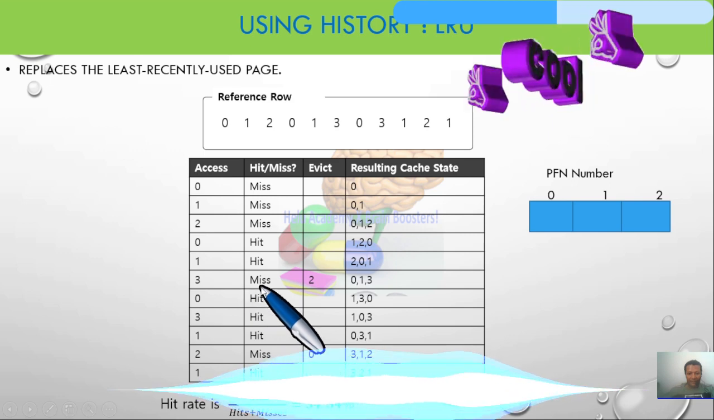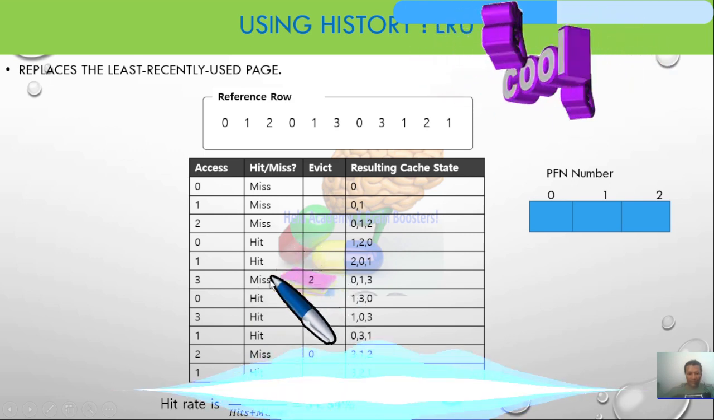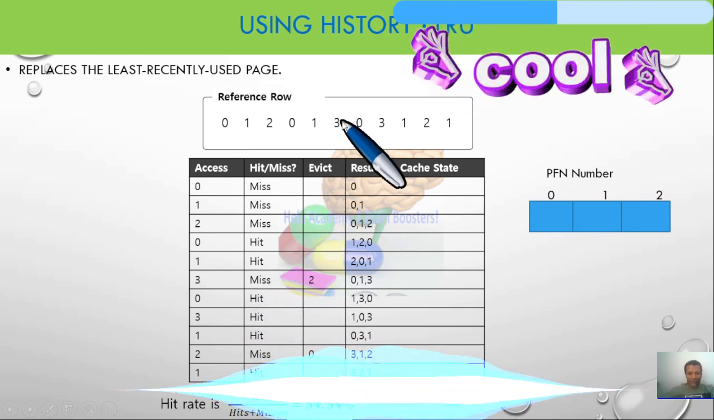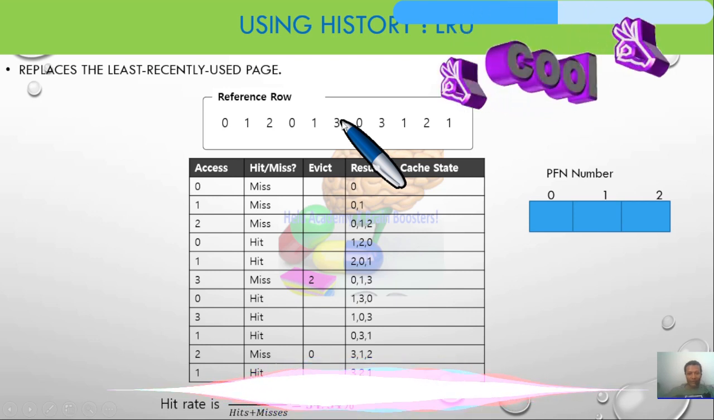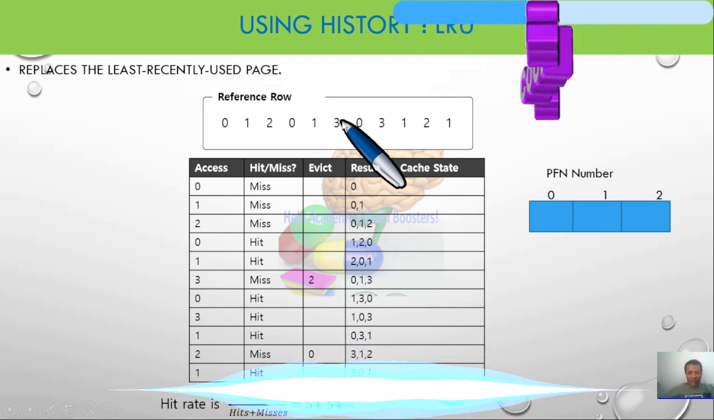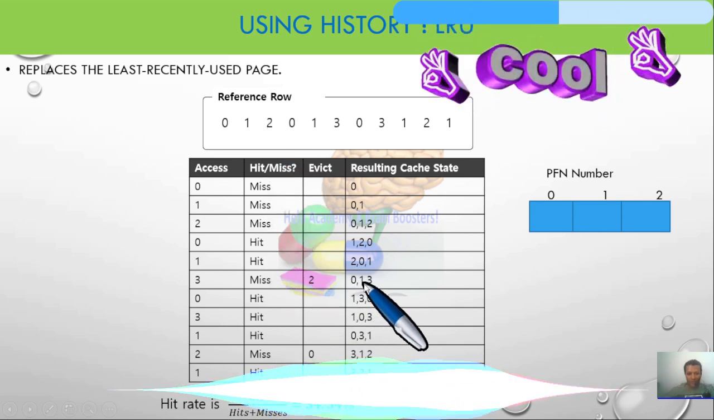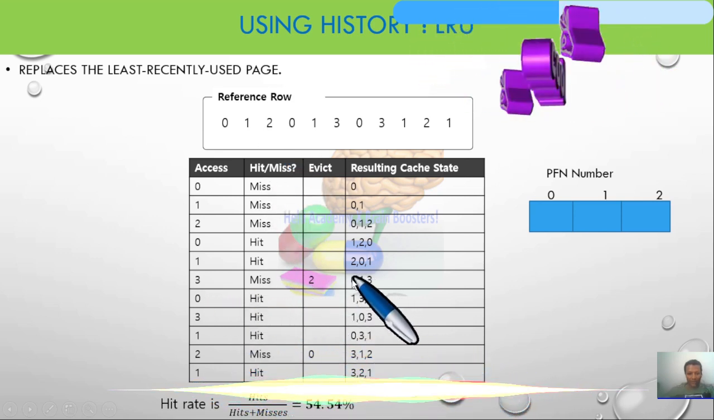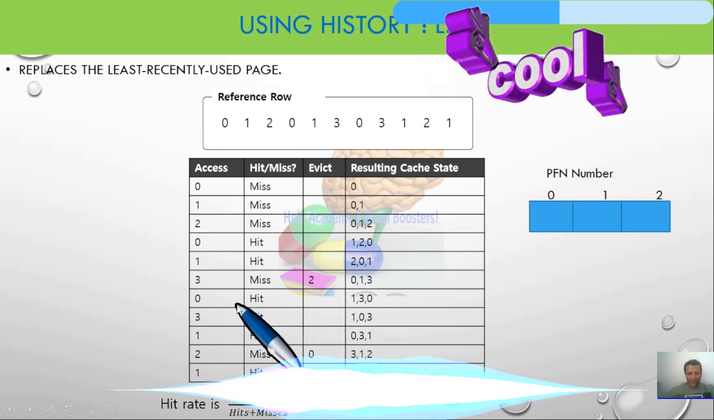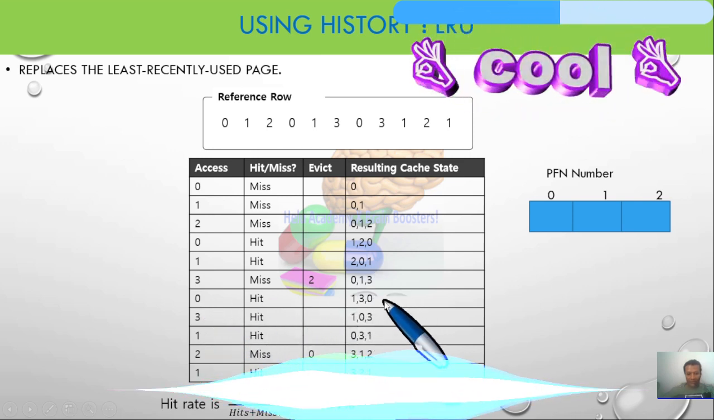Then 3 is a miss. So here, which one is the least recently used? 102, so 2 will be replaced, and 013 will continue. And 0 is a hit. 3 is a hit. 1 is a hit.